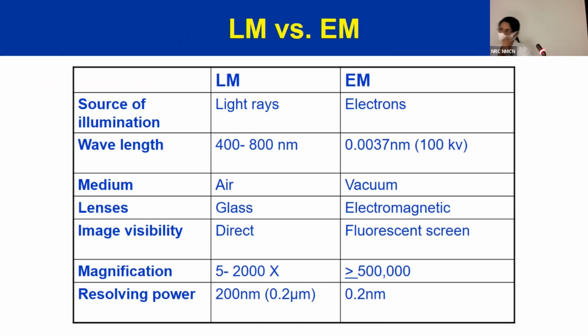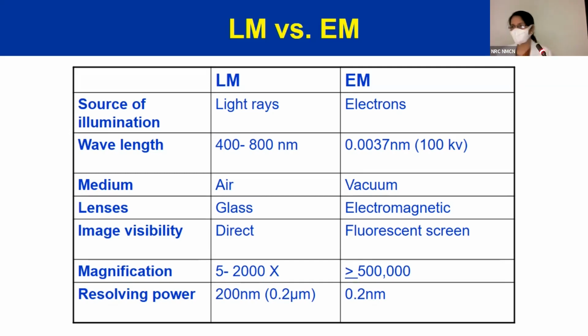So the source of illumination is electrons. If you see, I have mentioned the kV. So at 100 kV, this is the wavelength. But if I decrease the kV, the wavelength also increases and vice versa. The medium: can electrons travel in air? They can travel, but they will collide with all the particles which are there in the air. These are not there in a vacuum. So they need a vacuum system. And that is the reason, because of the accelerating voltage that you require, and because they can only travel in vacuum, you have such a big instrument that is used for an electron microscope.